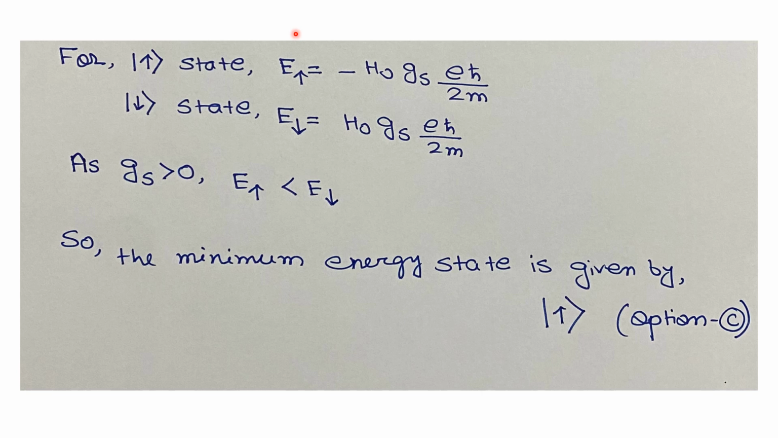So if we put those eigenvalues of Sz in, then the energy of the up spin state will be minus H naught gs times e h cut by 2m. And for the down spin state, the energy of the system will be E down equals H naught gs e h cut by 2m. Now given in the question gs greater than 0, so clearly the energy for the up spin state is less than the energy for the down spin state. So the minimum energy state is given by up spin in this question. So option C is the correct answer for this question.